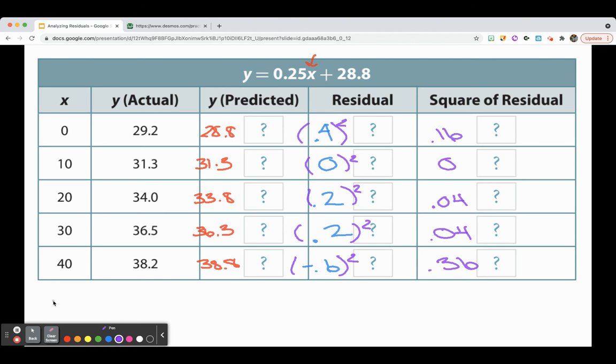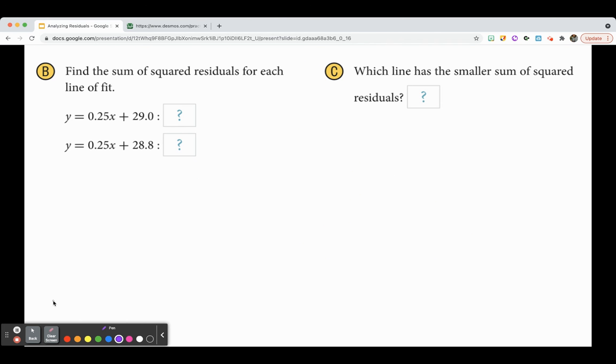Okay, so now that we were able to find the square of residuals, the fun part comes into comparing them. And so to compare them, you have to find the sum of those squared residuals for each line of best fit. And then whichever one has the smaller sum of squared residuals is going to be the better fitting equation for that data set.